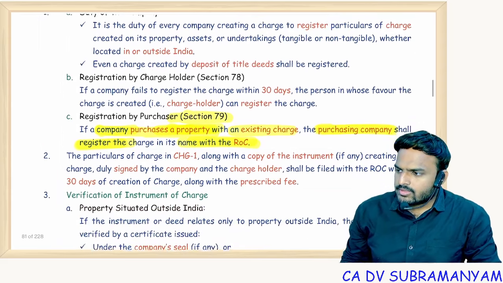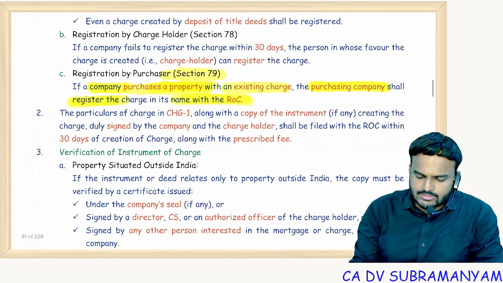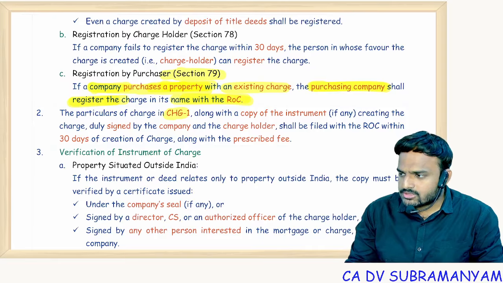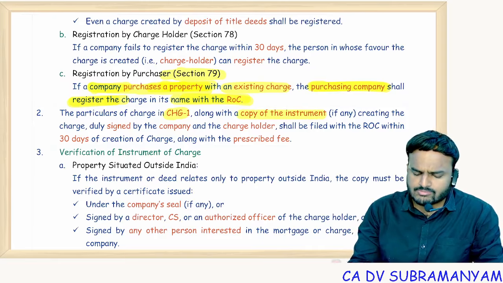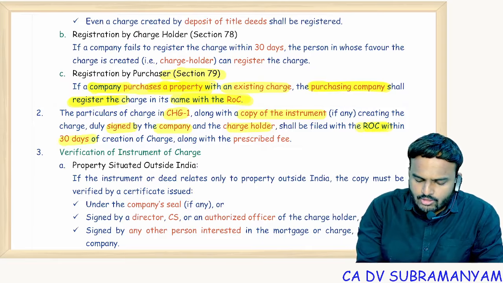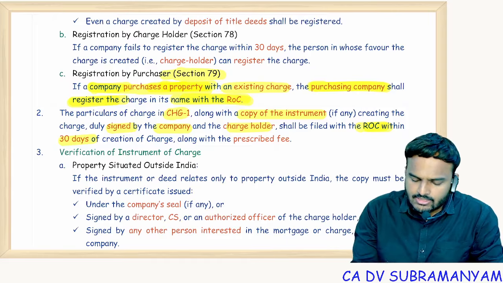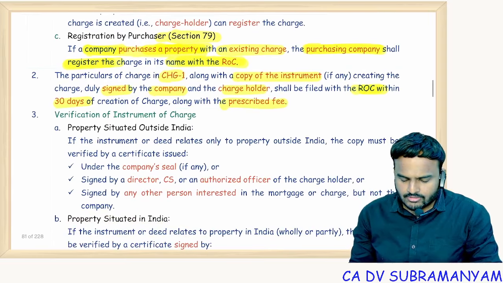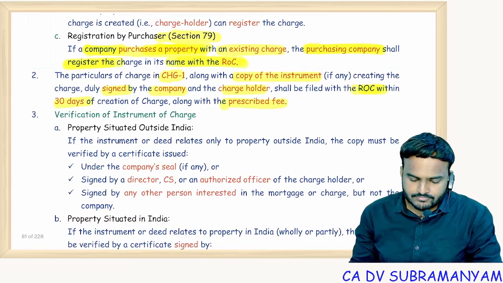So next one, particulars of charge. Yes, CHG-1, the instrument for registration of creation of charge, along with the copy of the instrument, that means the mortgage deed, signed by the company and the charge holder, shall be filed with the ROC within how many days of creation of charge? 30 days with the prescribed fees. Fees depend on the authorized share capital of the company.